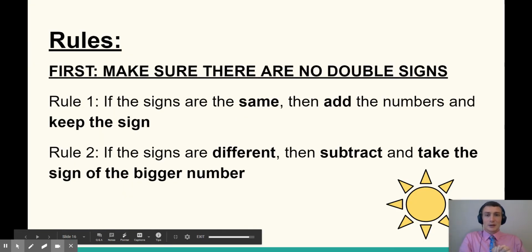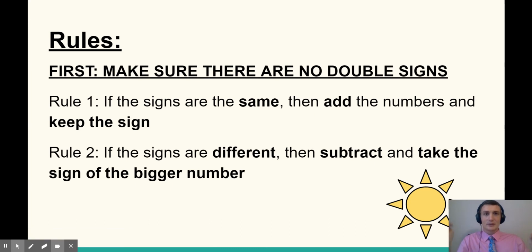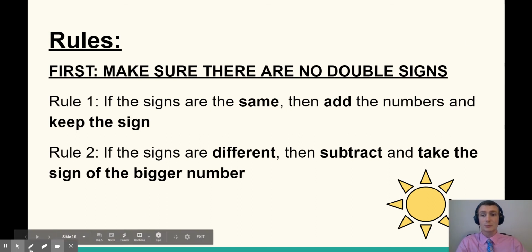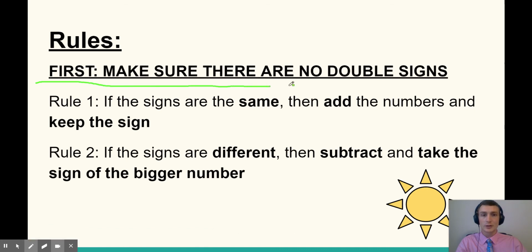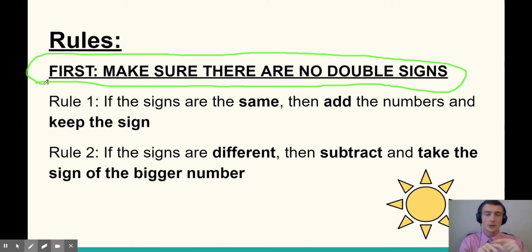So there's 2 steps to these rules, right? And then there's a thing you have to do before. So the first thing first, please, before anything, you need to make sure there are no double signs. That means that you can't have 2 plus signs, or pardon me, 2 minus signs next to each other, a plus and a minus and a plus. That's just not okay. We don't deal with double signs. No touchy. The signs cannot touch.